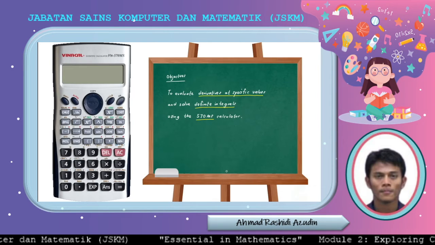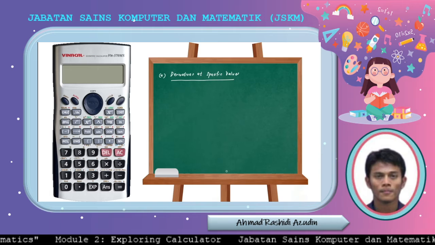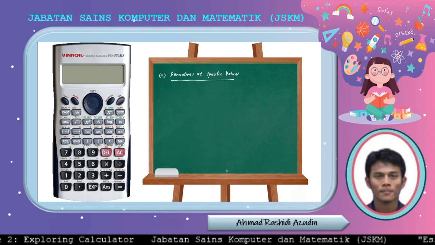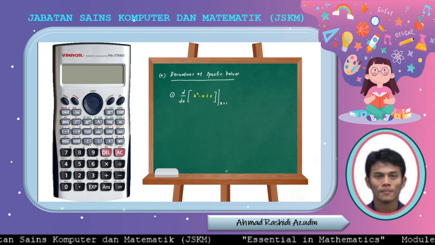In this video, I'm going to show you how to use the 570MS calculator to evaluate the derivatives of functions at specific values, and also to solve definite integrals. Now let's look at the first lesson, which is finding derivatives at specific values. In this question, we are required to find the derivative of the function x squared minus x plus 2 when x equals 1.